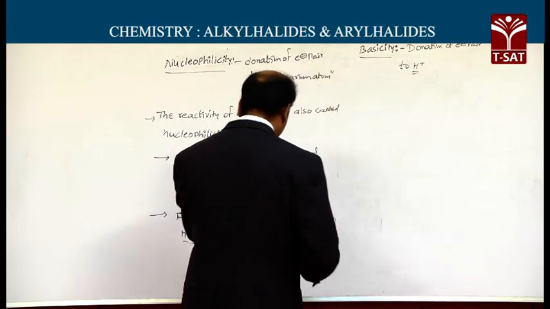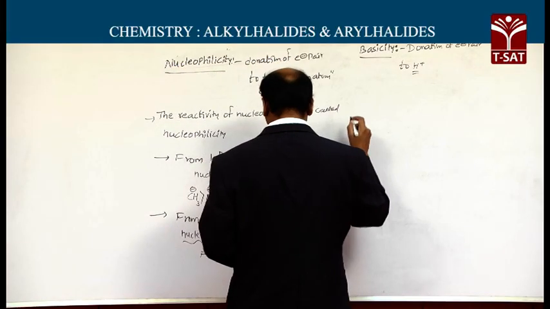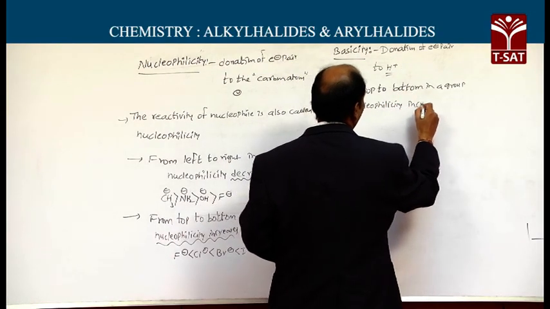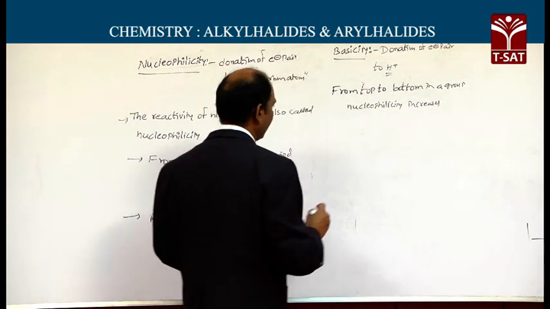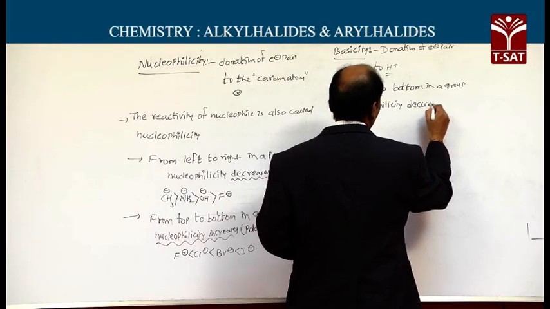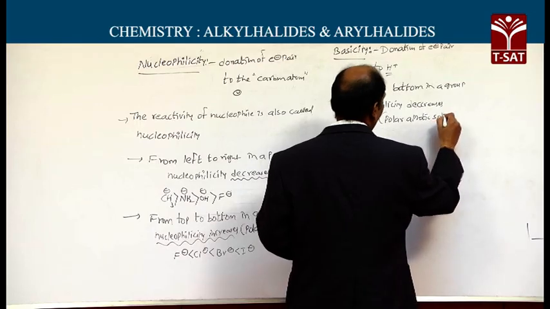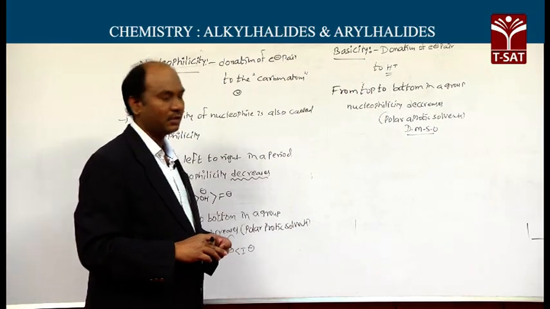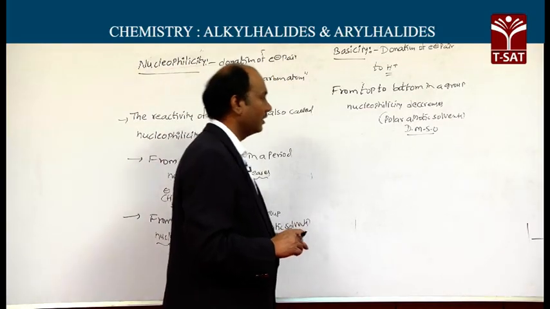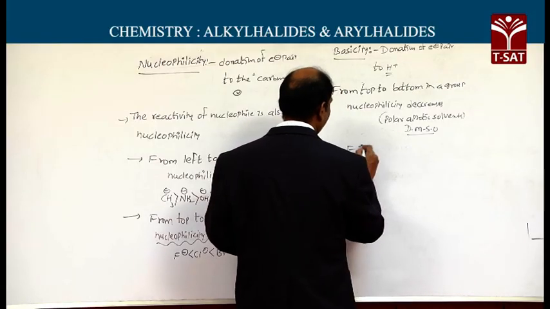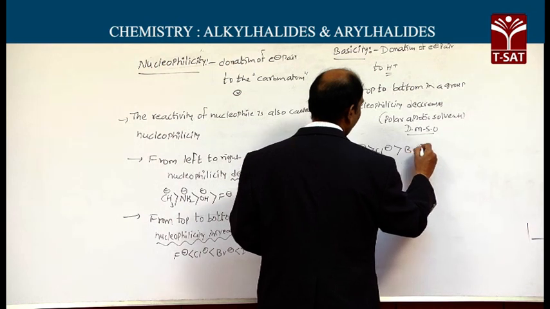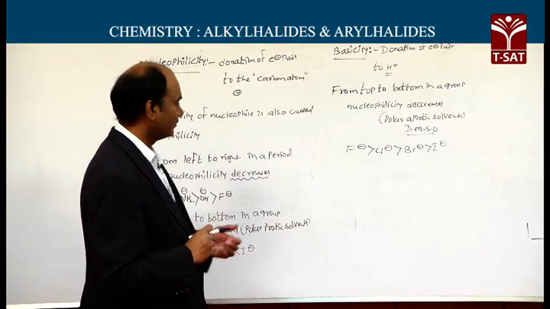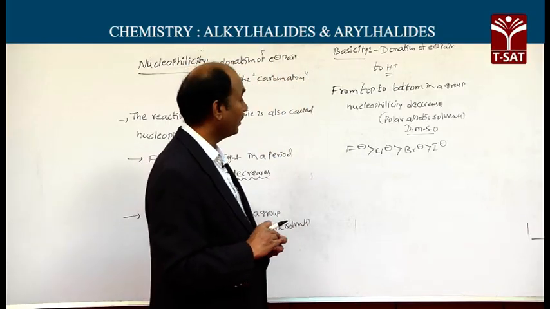Similarly, here this is a polar protic solvent. If we change the solvent into a polar aprotic solvent, then from top to bottom nucleophilicity decreases, whereas in the polar protic case nucleophilicity increases. Let us take the example DMSO. DMSO is nothing but dimethyl sulfoxide, which is a solvent. In this one, if you observe, F minus is greater than Cl minus is greater than Br minus is greater than I minus. In polar protic solvent, the nucleophilicity of I minus is greater. In polar aprotic solvent, the nucleophilicity of F minus is greater.